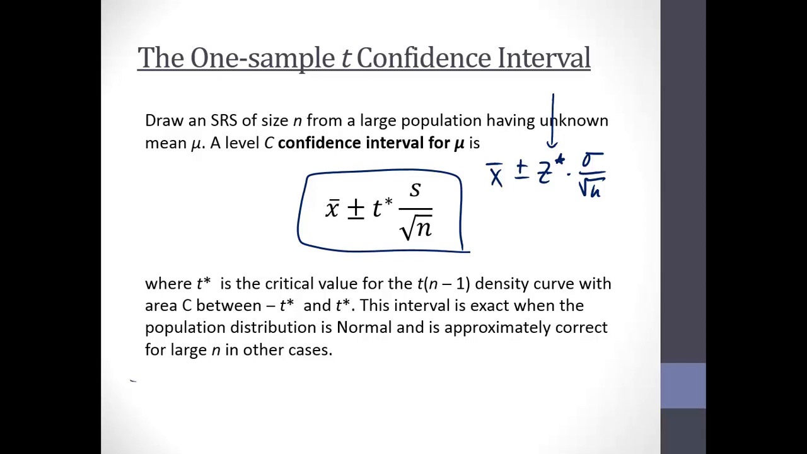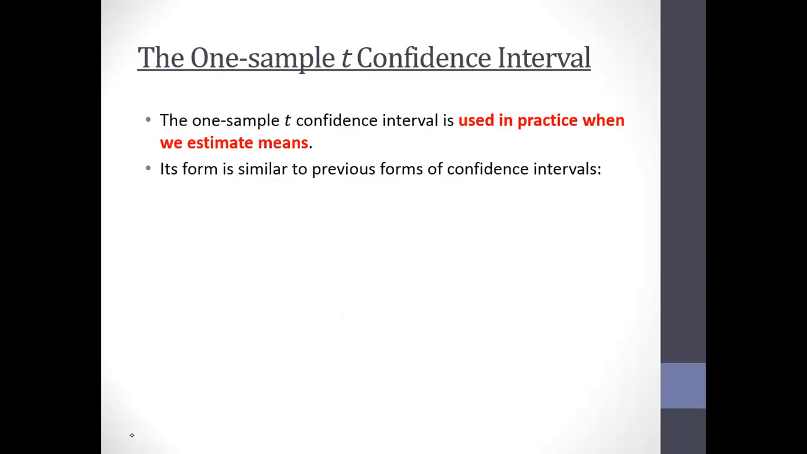A note here is that when you have a normal population, this is going to be an exact interval, and if you go through the conditions and they all check out, it'll be close enough to go ahead and use. Remember, this is our practical formula. It'll almost never be the case that you actually know what sigma is without knowing what mu is. So this is what we can actually use in a more realistic setting. But again, it is similar to our previous form.